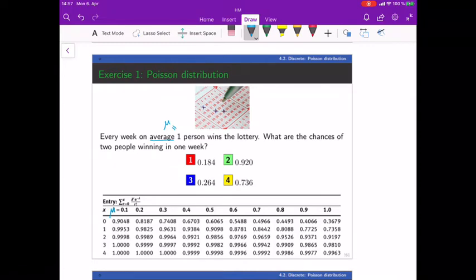So depending on where we are, you use a different column. Then on this axis here, you've got the x. This is then the number of people winning. So this is x. The only thing that's important to keep in mind, these numbers here, they are the CDF numbers. So this is the CDF.